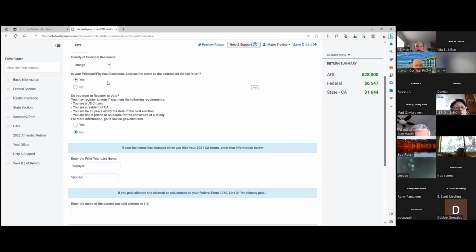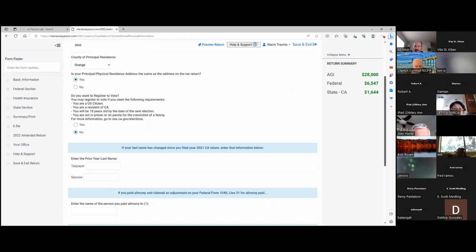This is a question that you've got to get past, at least in 2022: is your principal and physical residence the same as the return? Generally it is. So in this case, we put yes. This is fairly new, registered to vote. And in this case, no.